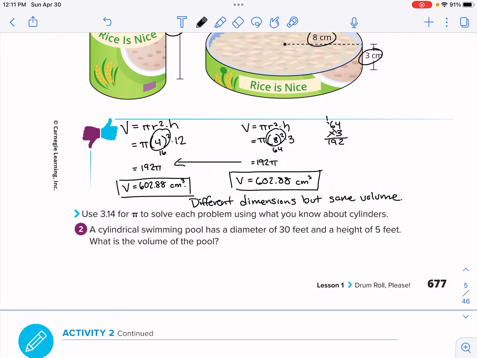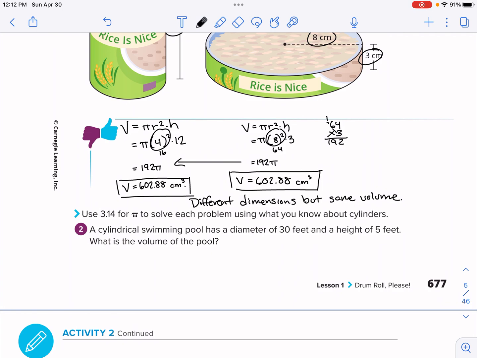Number 2 says use, again, 3.14 as pi. We're going to use it to solve the problem. It says a cylindrical swimming pool has a diameter of 30 feet. So I think 30 feet, I believe that's the width of the class, if you want to gauge it that way. So from end to end, maybe you can imagine almost our class, but like a circular figure as the pool. And the height of 5 feet. I wouldn't say that tall, I think average height is like 5'5", 5'6". So probably you'd be able to stand in this pool.